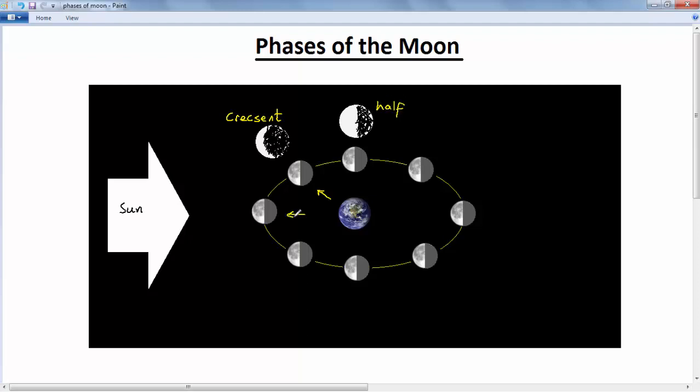Now when the moon moves to this position in its orbit, it becomes invisible. You cannot see the moon at all because you're completely dazzled by light from the Sun. So when the moon's in this position, it's called a new moon. And then as it comes round to this position again, we get another crescent moon. And then when it's in this position, we have another half moon.